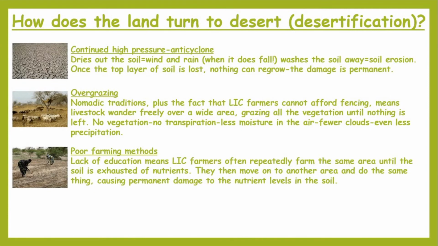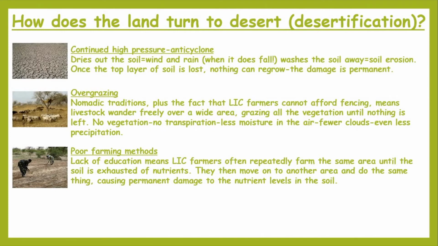Linked to that, you've also got poor farming methods. Again, due to lack of education, LIC farmers, what they'll often do is repeatedly farm the same area over and over again until the soil is exhausted of nutrients, and then they'll go on to another patch and do exactly the same. And that causes permanent damage to the nutrient levels in the soil. Nothing can regrow. The soil is permanently exhausted of nutrients. It's going to become dry and dusty and turn to desert, and you can't reverse it.